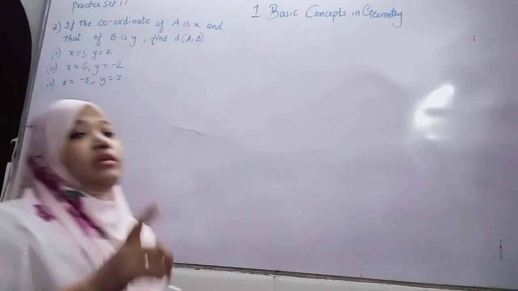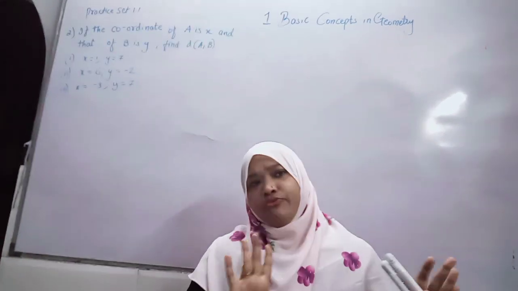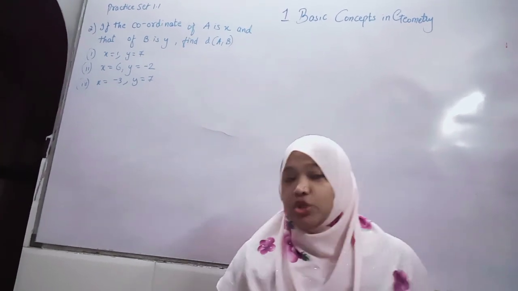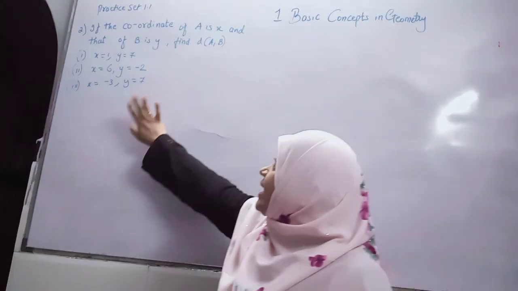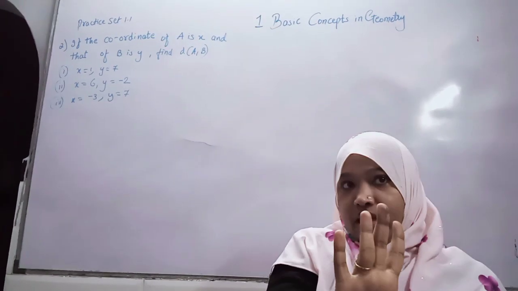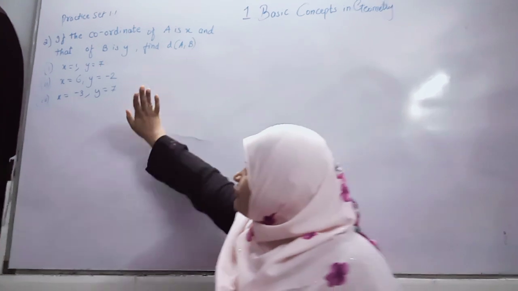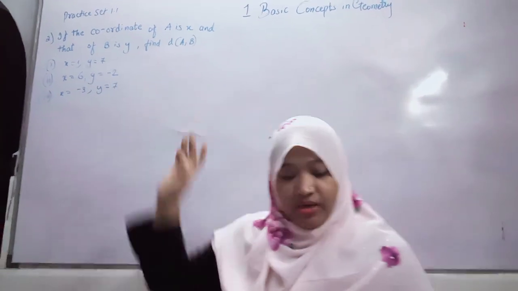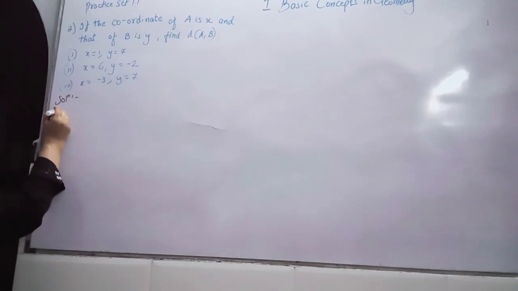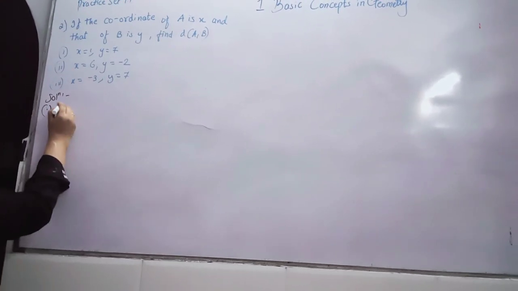Okay, students. Now again we have to find the distance. We write the same formula, the same pattern. But the difference in this question is that we are given x and y values instead of A and B. They said find the distance of AB, but using different values. Here I am writing the solution of the first question. See, what is that?